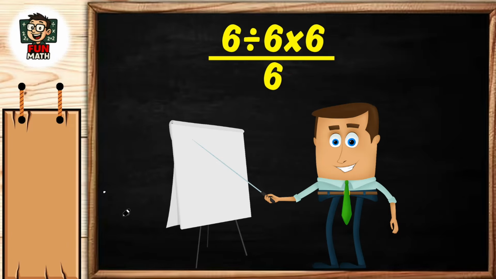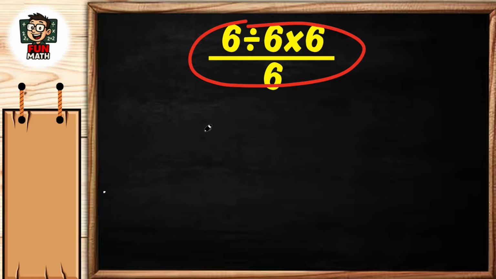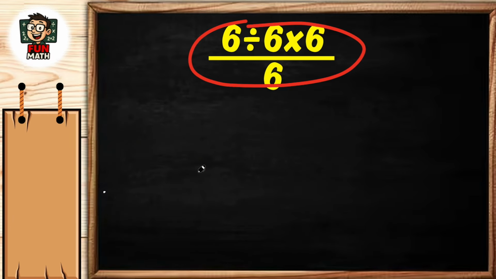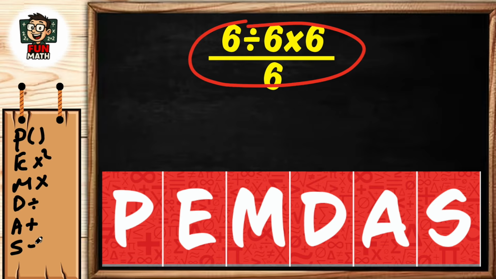Let's take a quick look at our question. When solving complex operations like this, we must pay attention to the order of operations to avoid errors. The code for the order of operations is PEMDAS. P stands for parentheses, E stands for exponent, M stands for multiplication, D stands for division, A stands for addition, S stands for subtraction.